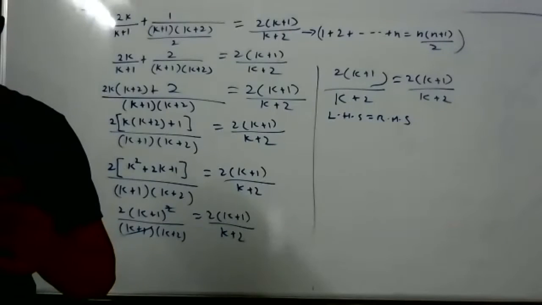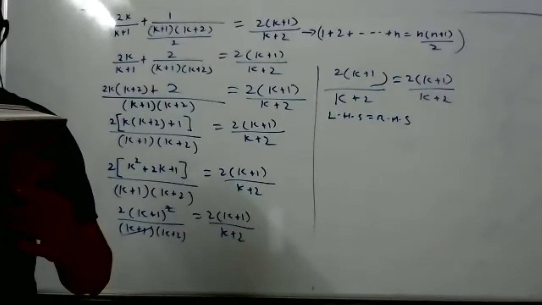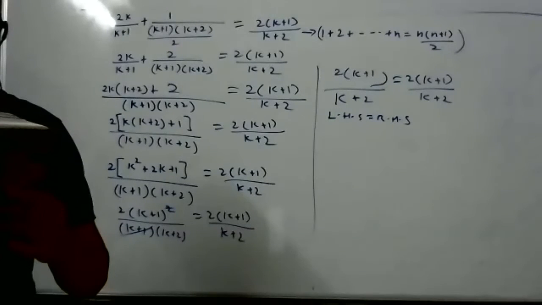In the fourth question they have given 1 into 2 into 3 plus 2 into 3 into 4 plus ... n into n plus 1 into n plus 2 is equal to n into n plus 1 into n plus 2 into n plus 3 divided by 4. But sir, if I take LHS, it's not equal to RHS. Like if I take n is equal to 1, I can't find any equality.